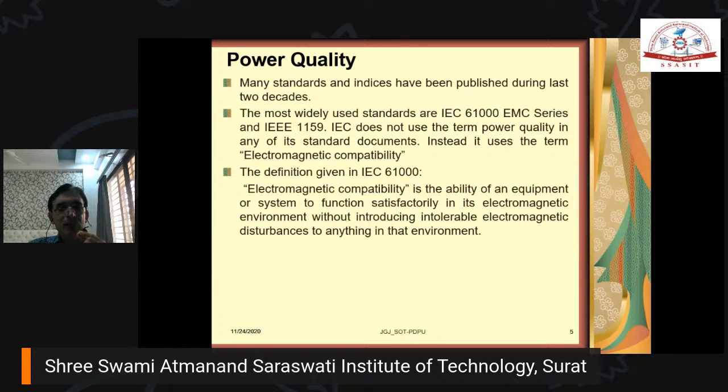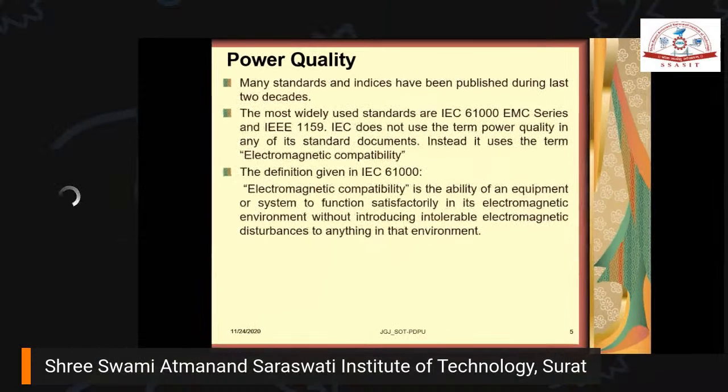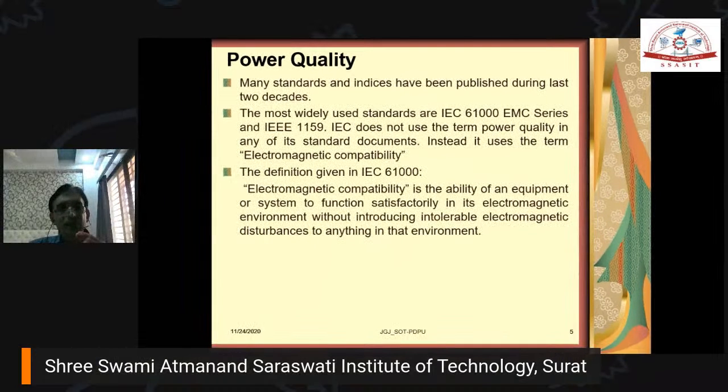The definition given in IEC 61000 is that electromagnetic compatibility is the ability of the equipment or the system to function satisfactorily in its electromagnetic environment without introducing intolerable electromagnetic disturbances to anything in that environment. So this is the definition of electromagnetic compatibility as per the IEC.